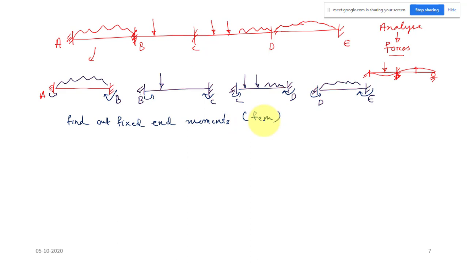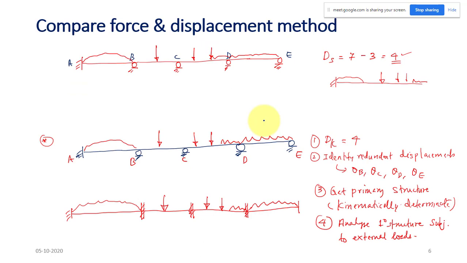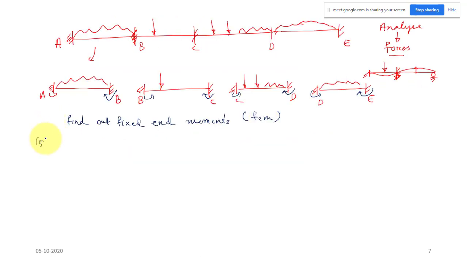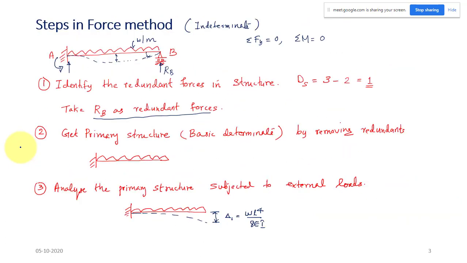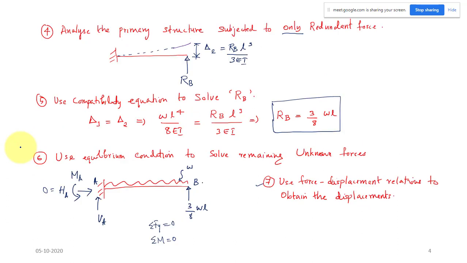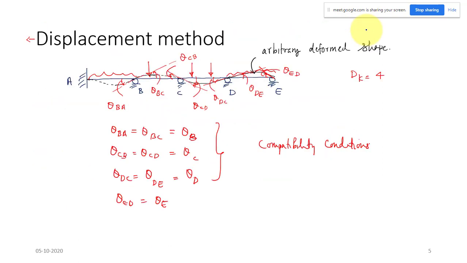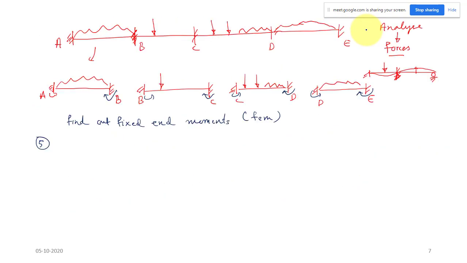And what is the next step? That is step number 4. Let us see what the next step was in the force method. We analyzed the primary structure subject to external load, and the next step was to analyze the primary structure subjected to only the redundant forces. There is no external load; you apply the redundant forces and analyze it. That was the next step in the force method. We are going to do the same thing in the displacement method also.